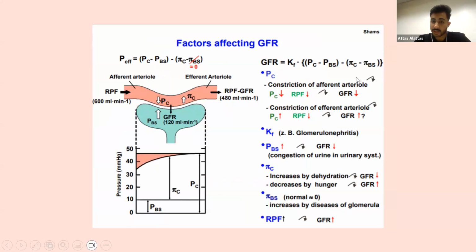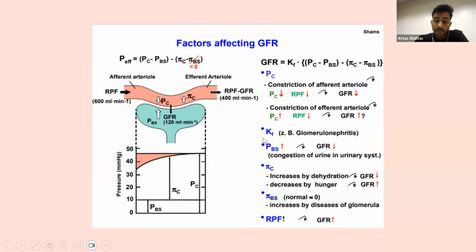And this happens in the case of what? Constriction of the afferent arteriole. If we constrict the efferent arteriole, we said the GFR will depend on the degree of constriction. If it is moderate, it will increase. If it is severe constriction, it will decrease. This is in regards to the hydrostatic pressure of the capillary. Now the constant: it will decrease in nephritic syndrome, and this will cause the GFR to be decreased, okay?